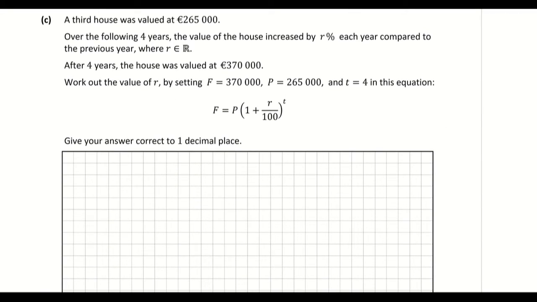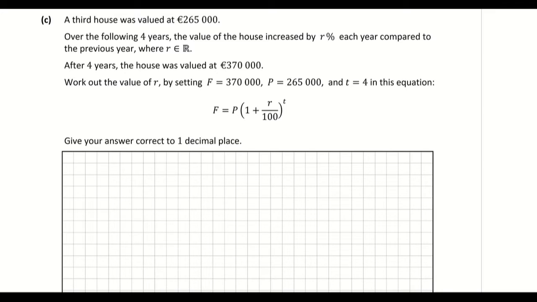A third house valued at 265,000. Over the following 4 years, the value of the house increased by R%, each year compared to the previous year. After 4 years, the price of the house was valued at 370,000. So they've given us the formula here for finding the final value or the future value. That's our compound interest formula from our log tables, but they've given it to us here in the question. And we basically just have to fill in everything.